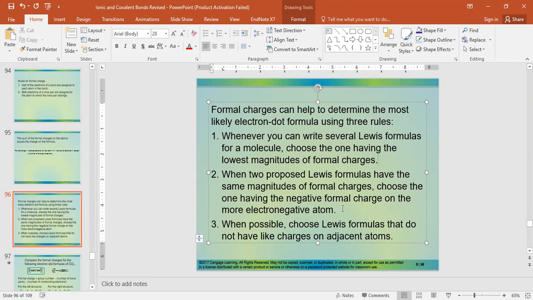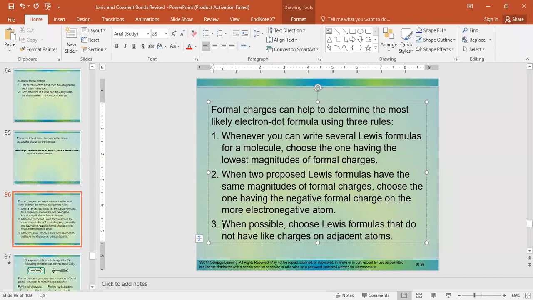And number 3. Sir, do you mind repeating number 1? I repeat number 1: choose the one having the lowest magnitudes of formal charges. Do you mean using the formula, like in the previous slide? Using the formula, and I'm going to illustrate in the next slide using a particular example. Okay, thank you. So can I continue then?